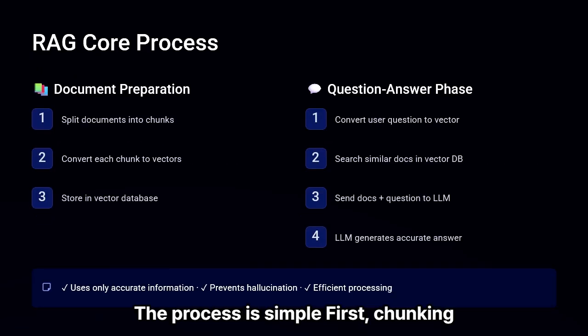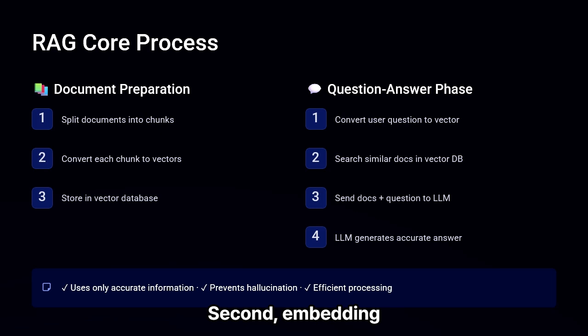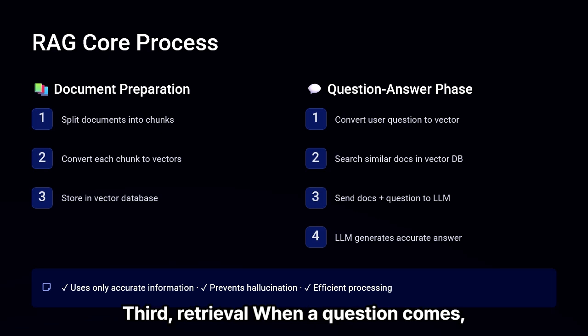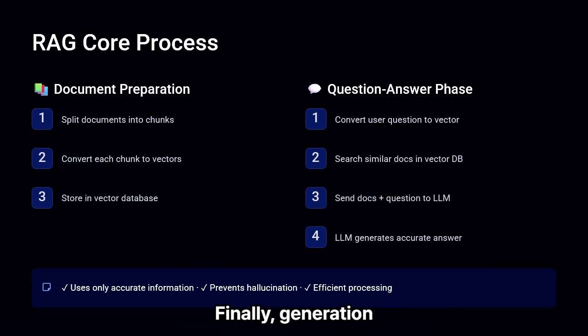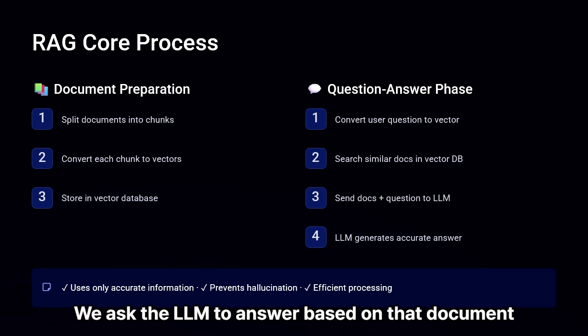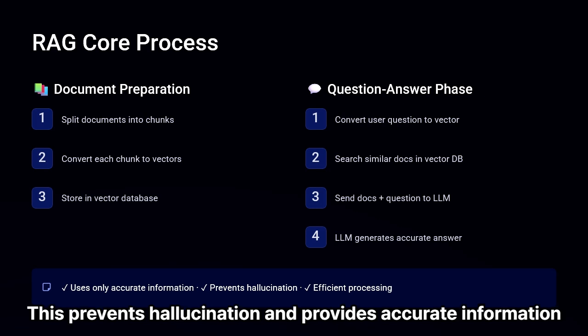The process is simple. First, chunking. We split documents into small pieces. Second, embedding. We convert them into vectors and save them in a DB. Third, retrieval. When a question comes, we find the most similar document. Finally, generation. We ask the LLM to answer based on that document. This prevents hallucination and provides accurate information.